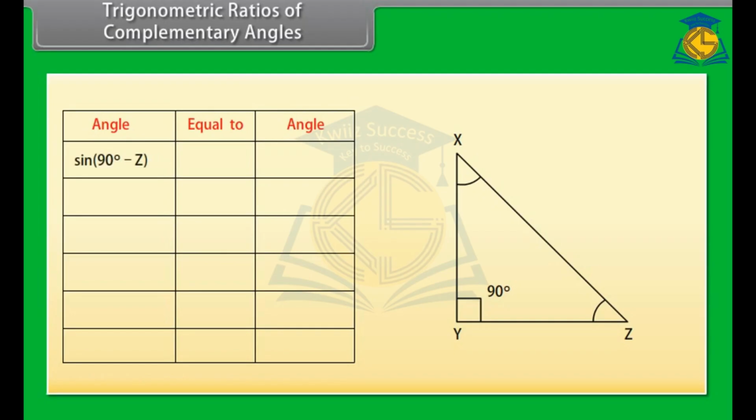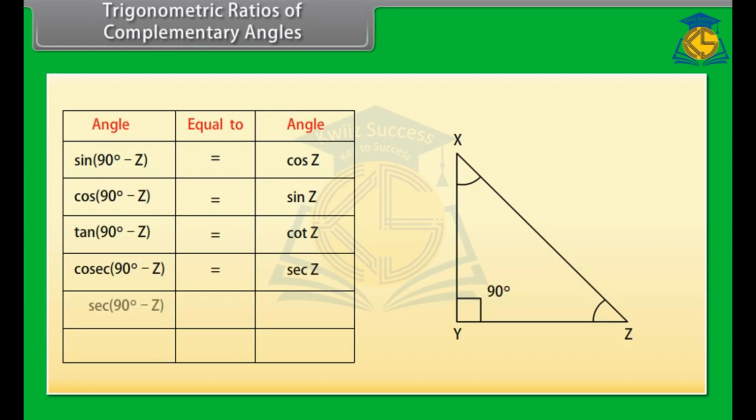Sin (90 degrees minus Z) is equal to cos Z. Cos (90 degrees minus Z) is equal to sin Z. Tan (90 degrees minus Z) is equal to cot Z. Cosec (90 degrees minus Z) is equal to sec Z. Sec (90 degrees minus Z) is equal to cosec Z. Cot (90 degrees minus Z) is equal to tan Z.